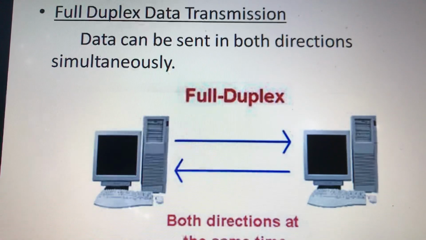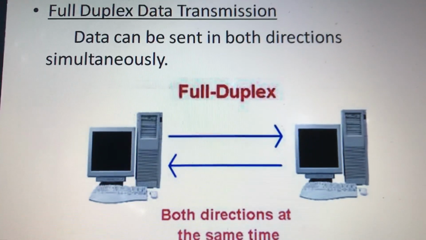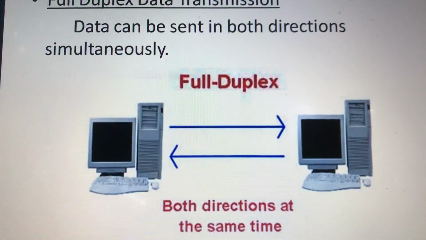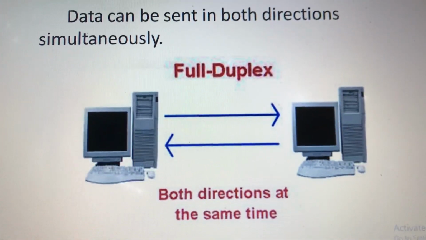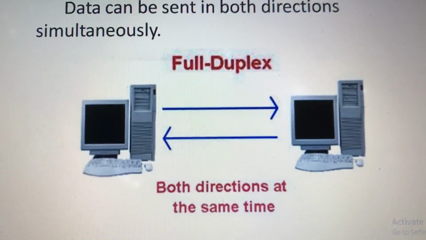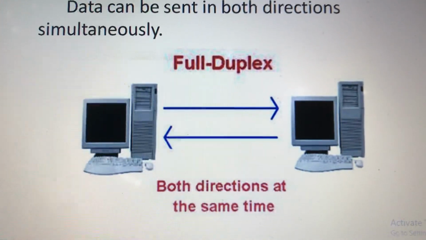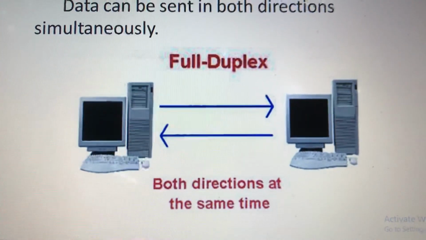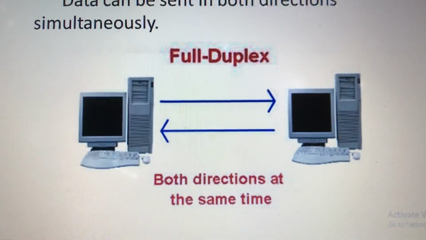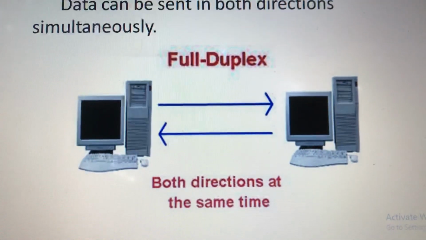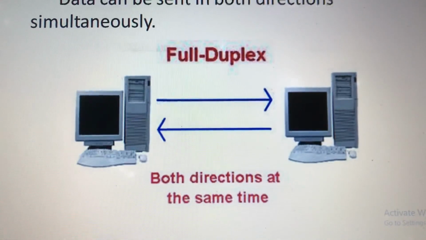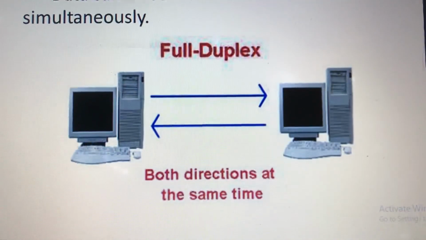Third one is full duplex data transmission. Data can be sent in both directions simultaneously at a time. As you can see in the diagram, computer A can send data to computer B. At the same time, computer B can also send the data to computer A. You can also take an example of a broadband connection. At the same time, both of the parties can talk and communicate with each other.